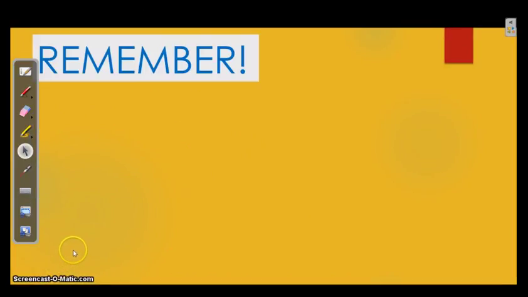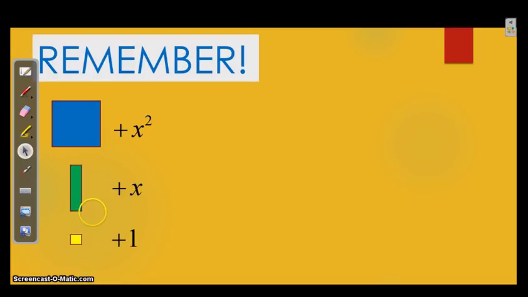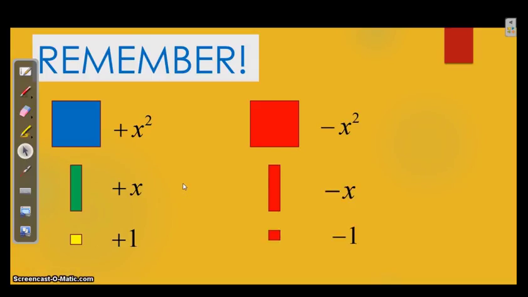Remember what each tile represents. The large blue square represents positive x squared, the long green bar represents positive x, and the small yellow square represents positive 1. When we turn them over to the red side, it represents the negative component. Negative x squared for the large red square, the long red bar negative x, and the small red square is negative 1. When we do not have colored tiles to use, we can still demonstrate using algebra tiles. We simply shade when we're referring to positive numbers and leave the blocks unshaded when looking at negative numbers.